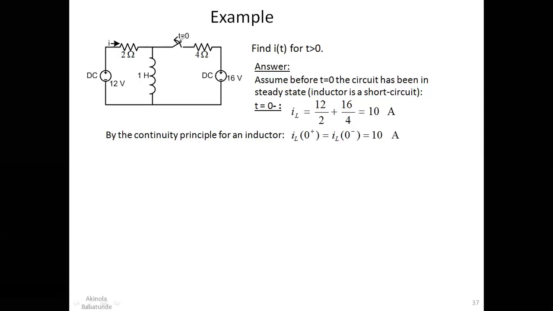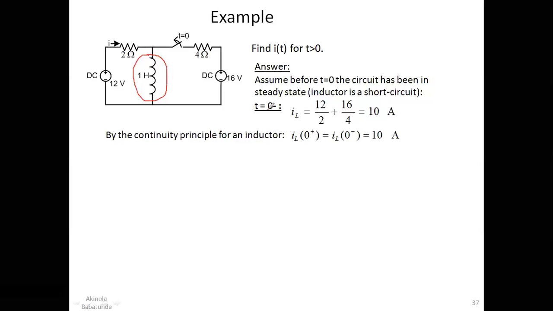When t is equal to 0, that is when the circuit is opened. So t equal to 0 minus would tell us what is happening before the circuit was opened. Assume that before t equal to 0, the circuit has been in steady state. That simply means the inductor behaves like a short circuit. If it were a capacitor, it would be an open circuit here.